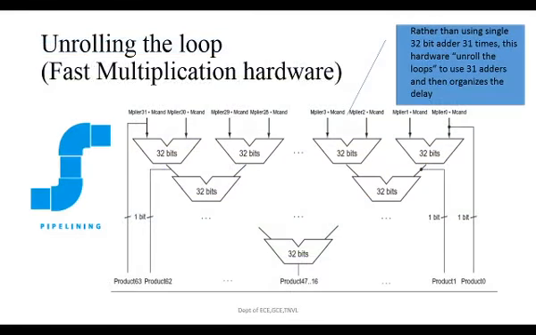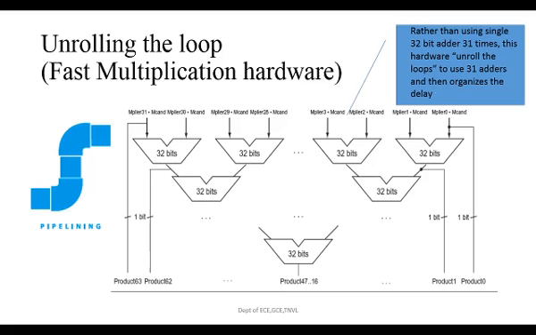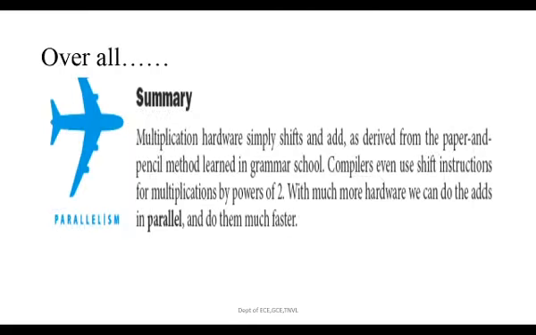If we want to unroll the loop, we need to do everything in parallel. What does unrolling the loop mean? If you observe here, rather than using the single 32-bit adder 31 times, this hardware unrolls the loop to use 31 adders and then organizes the delay. So all the adders will be working at a time, and then it organizes the delay. So this is the overall summary of this multiplication.